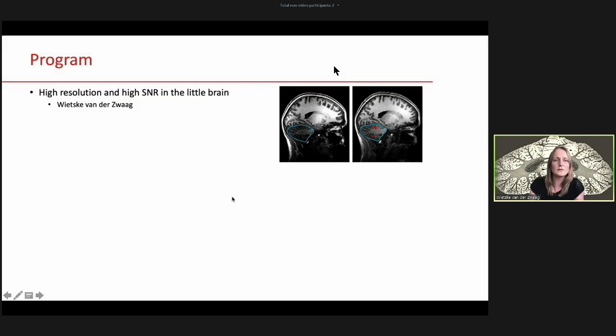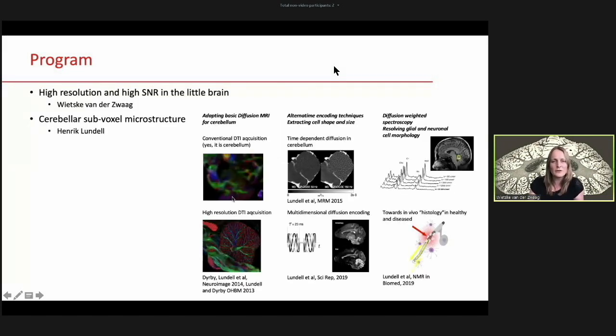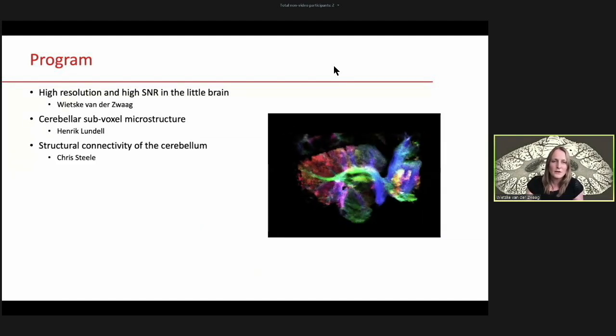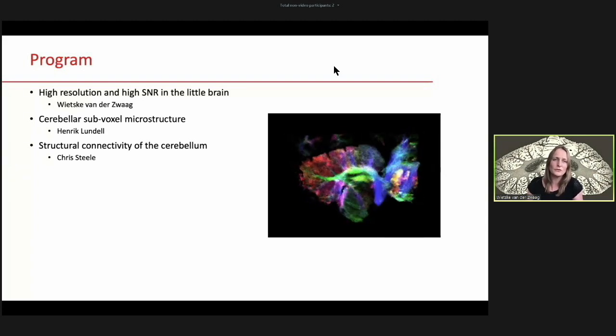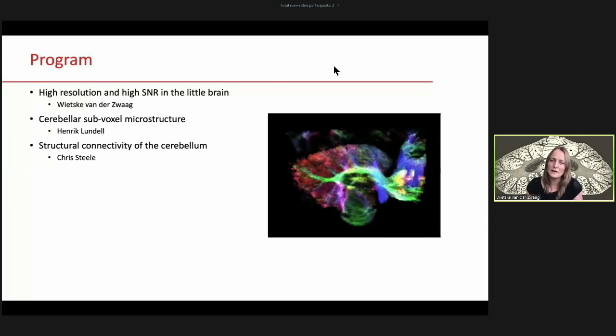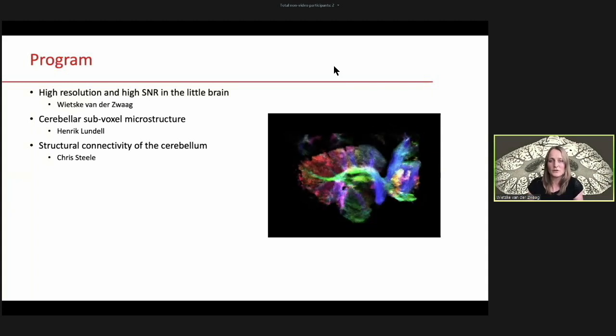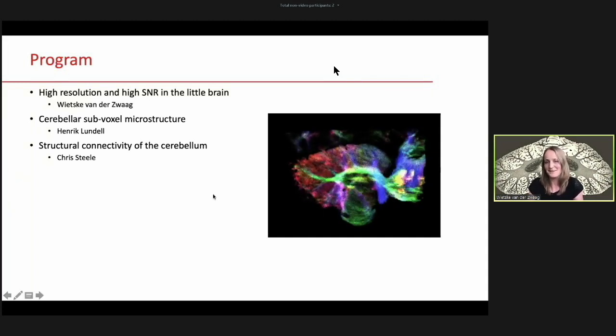why that's important. Then Henrik Lundell is going to take over with a talk on diffusion imaging and why that is especially difficult, as you see here in the cerebellum, and then also on how to actually make good on that and acquire data as beautiful as you would like. The third talk is again diffusion, but then tractography rather than just diffusion imaging, and looking at the pathways that enter the cerebellum and how these change as here a function of the heartbeat.